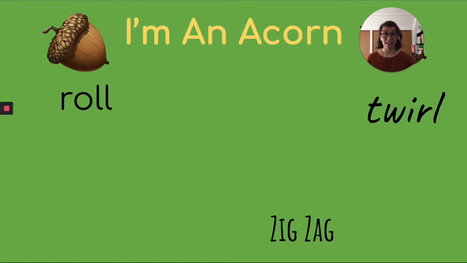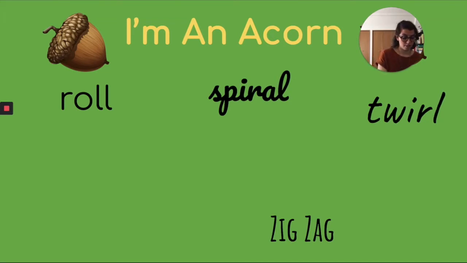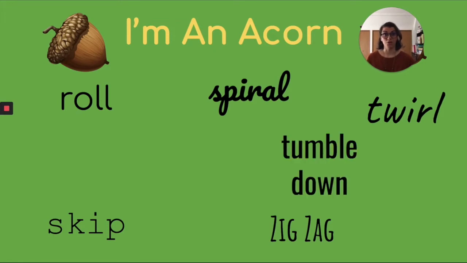Next is zigzag. We also have spiral. This one's going to be a little bit longer, so you can get really creative with it. Skipping. Down like an acorn on the ground. It sounds like this. And hop, which sounds like this.